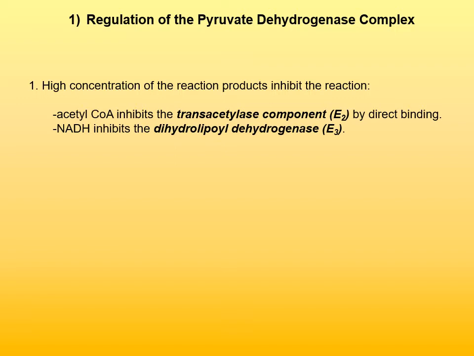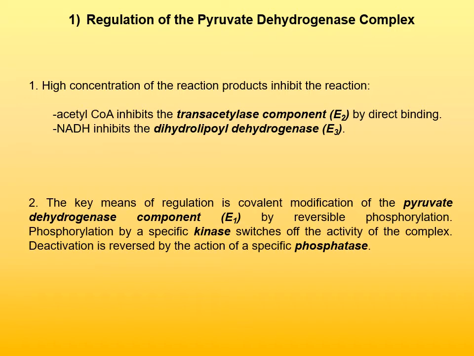High concentration of the reaction products inhibits the reaction. So acetyl coenzyme A inhibits the trans-acetylase component E2 by direct binding, and NADH inhibits dihydrolipoyl dehydrogenase E3. The key means of regulation is covalent modification of the pyruvate dehydrogenase component E1 by reversible phosphorylation. Phosphorylation is accomplished by a specific kinase enzyme that switches off the activity of the complex, and the activation is reversed by the action of a specific phosphatase enzyme.